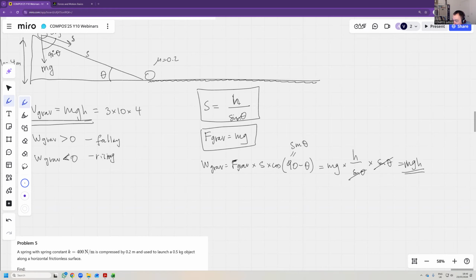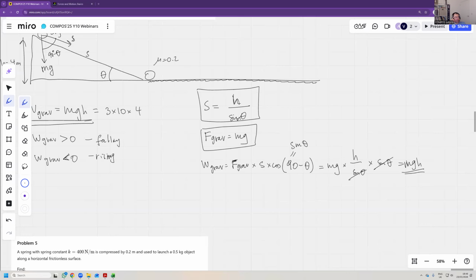If theta is just less than 90, if theta is close to 90, it would hit the ground vertically. And it will lose energy from the hit.